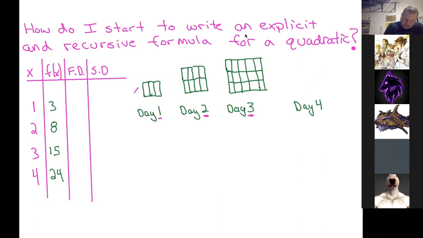So I'm going to say that the height of any one of these is x, okay? Where x is the day, all right? So if it was day 21, x would be 21 and it would be 21 high.